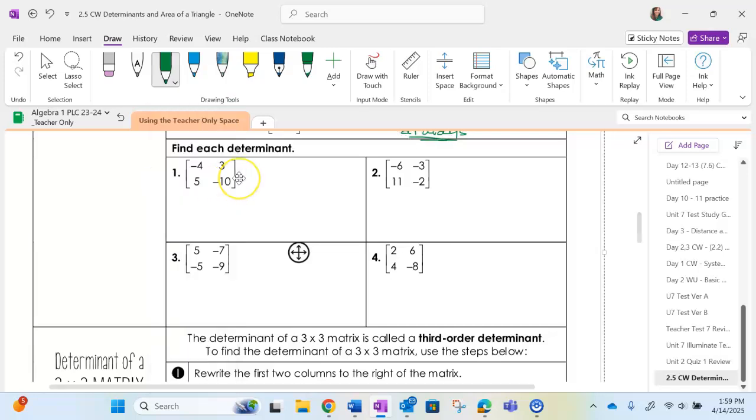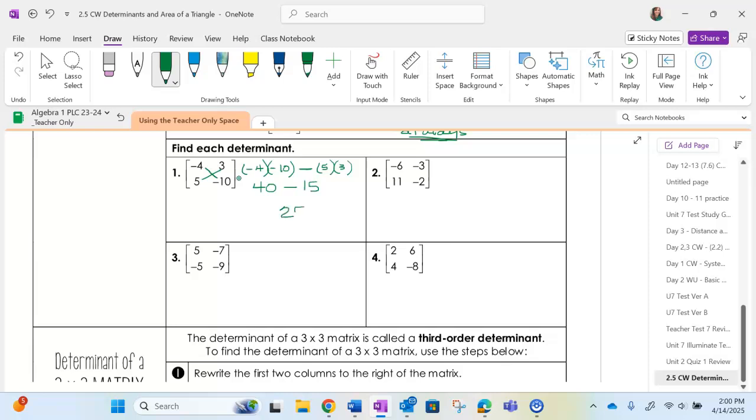We're going to start with this one. So -4 times -10. That minus is always there. 5 times 3. So you get 40 minus 15, which your answer is 25.